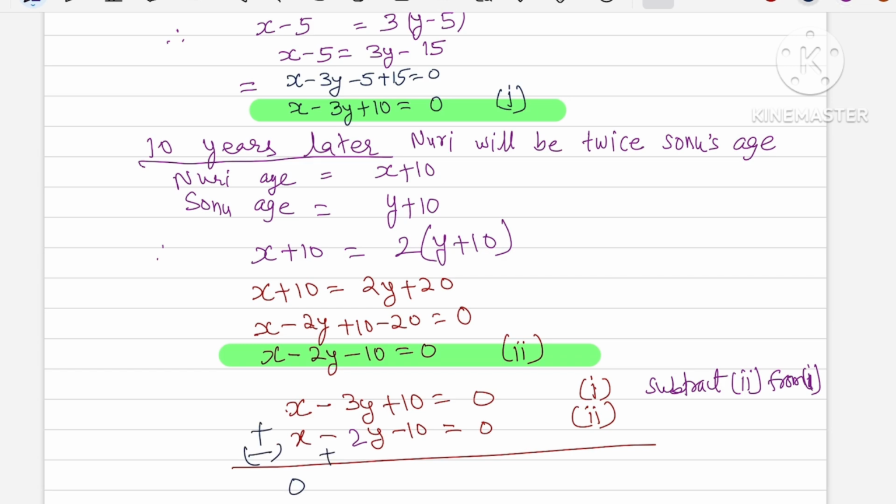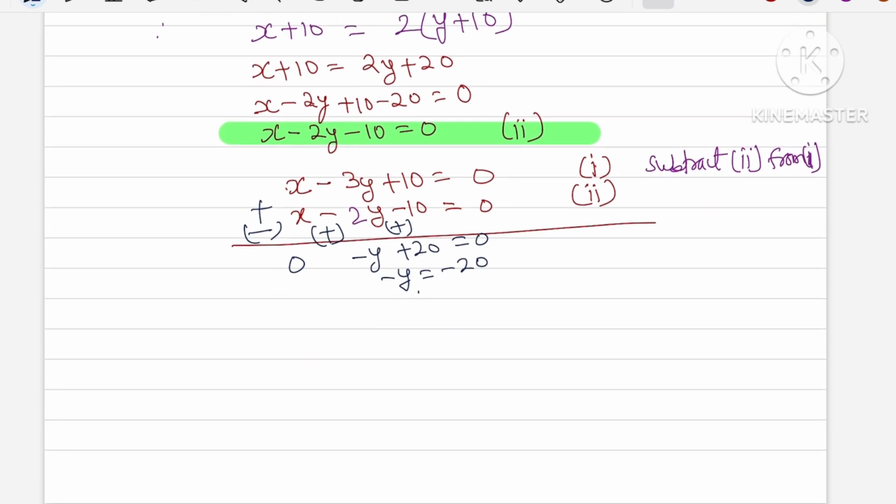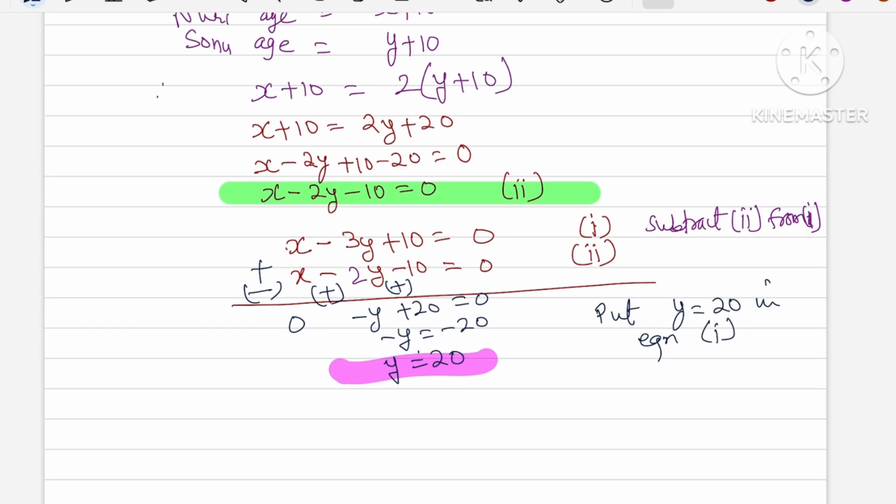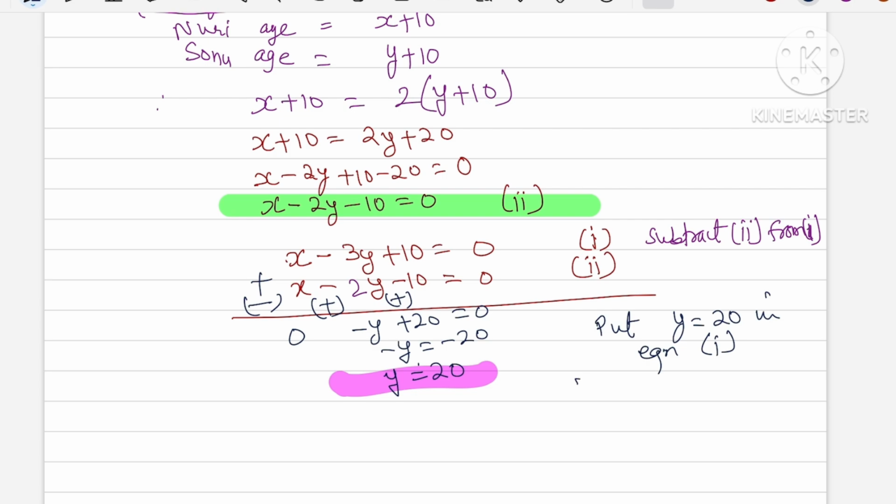X was plus, so it would become minus, so it is 0. Then minus 2Y becomes plus 2Y, minus 10 becomes plus 10. So if we solve them, it is minus Y plus 20 is equal to 0, because minus 3 plus 2 is minus Y, plus 10 is 20. So minus Y is equal to minus 20, or Y is equal to 20. Now we have to put this value in any of the equations 1 or 2, whichever is simpler. So we put this in equation 1.